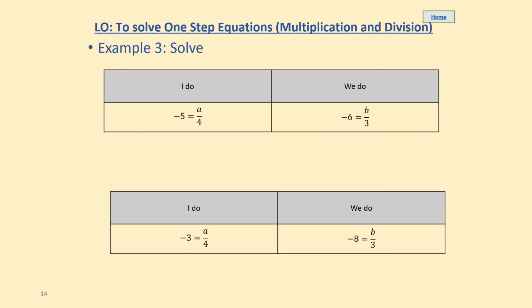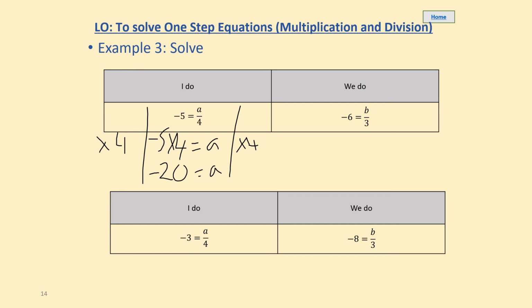Okay, we've got negative numbers in this one here. A is divided by 4, so we're going to multiply both sides by 4. We've got minus 5 times 4 equals A. Negative 5 times 4 is negative 20. A equals negative 20.